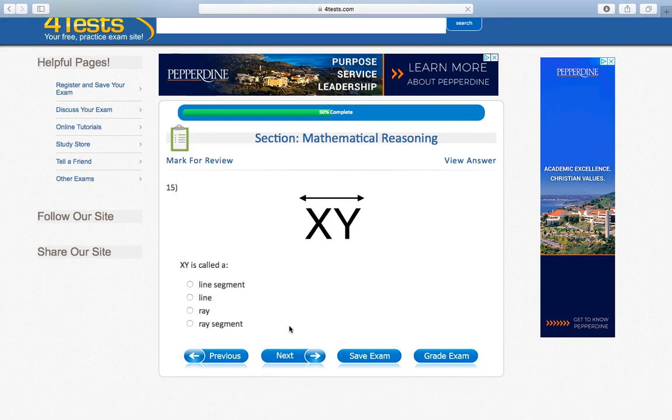All right. When we have an arrow pointed in each direction like this, that's called a line.